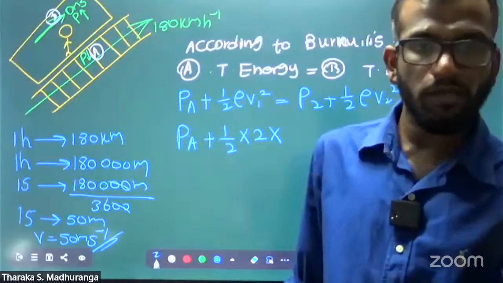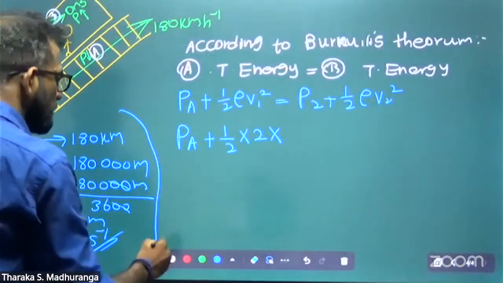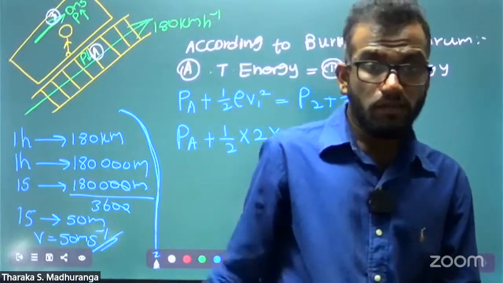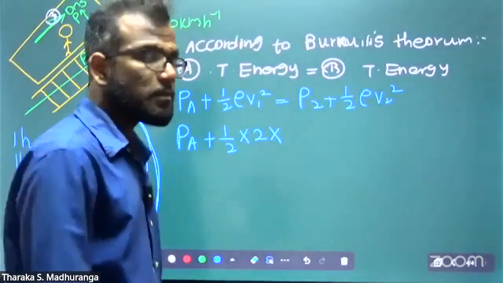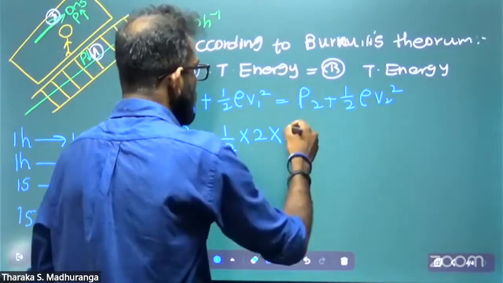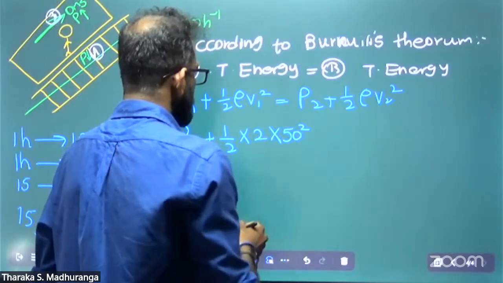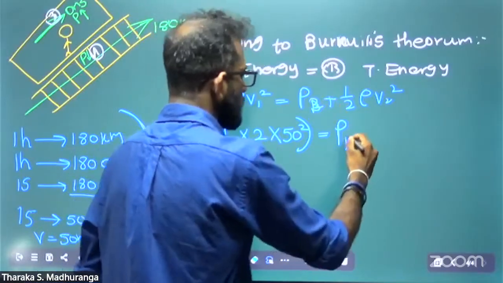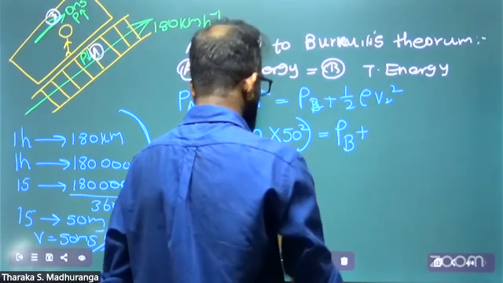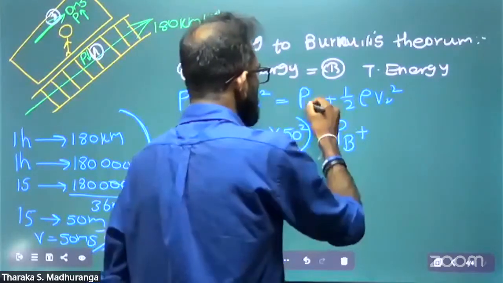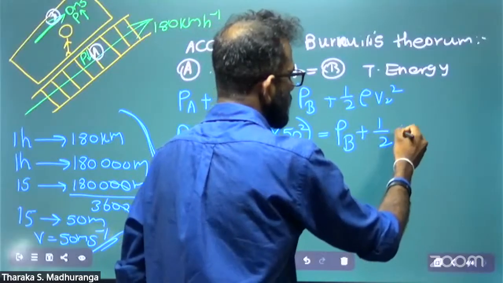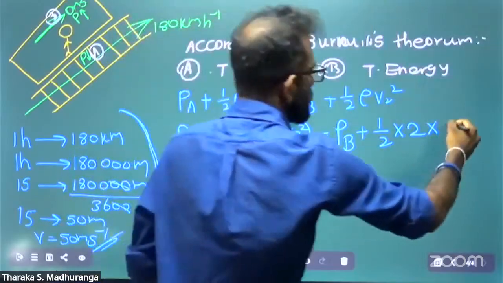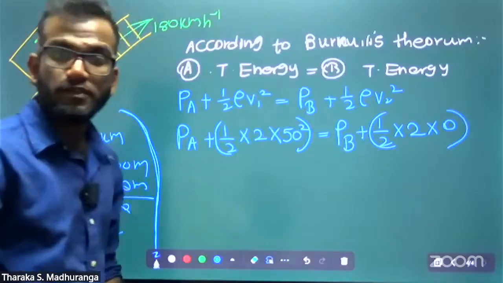That conversion is compulsory. Otherwise, even if you apply Bernoulli's theorem correctly, your answer will be wrong. Okay, then v squared is 50 squared, equals PB plus half, the air density is 2. The v2, on the B side, there is no airflow, so the air velocity is 0.